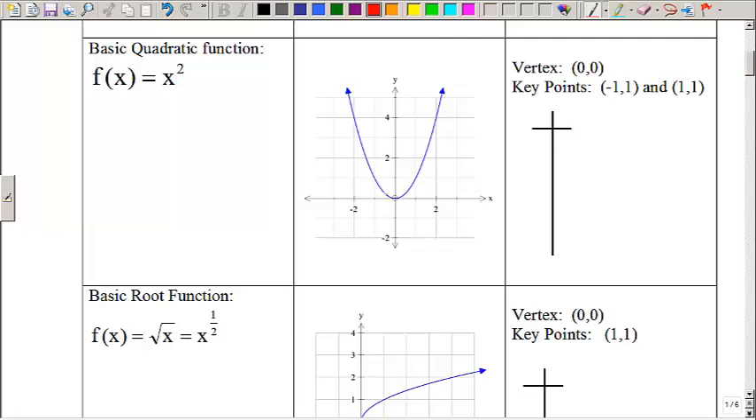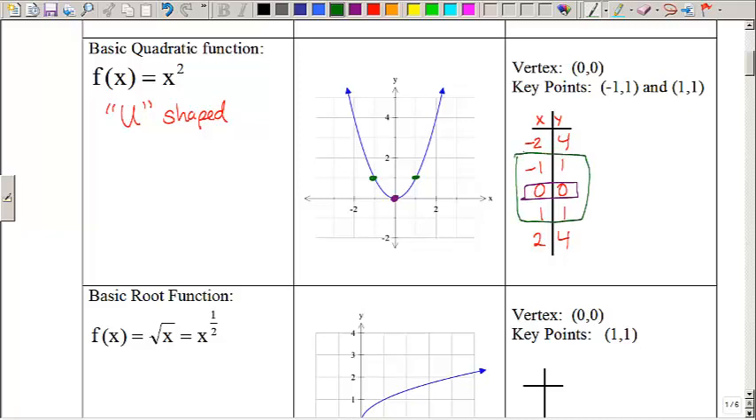Now this you can see is a U-shaped graph. We have some values here. Negative 2 squared is 4, negative 1 squared is 1, 0 squared is 0, 1 squared is 1, 2 squared is 4. Notice that my vertex 0, 0 is right here, and my key points are 1, 1, and negative 1, 1. Those are right there. Again, the only ones that you have to memorize are your key points and your vertex.